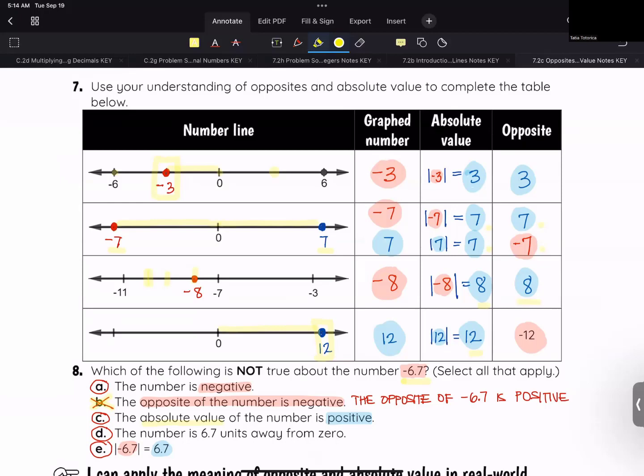The third one says just a synonym for the absolute value. It's 6.7 units away from 0. So that is true. It just happens to be on the left side. And then the last one is using the notation for absolute value. So the absolute value of negative 6.7 is indeed 6.7.